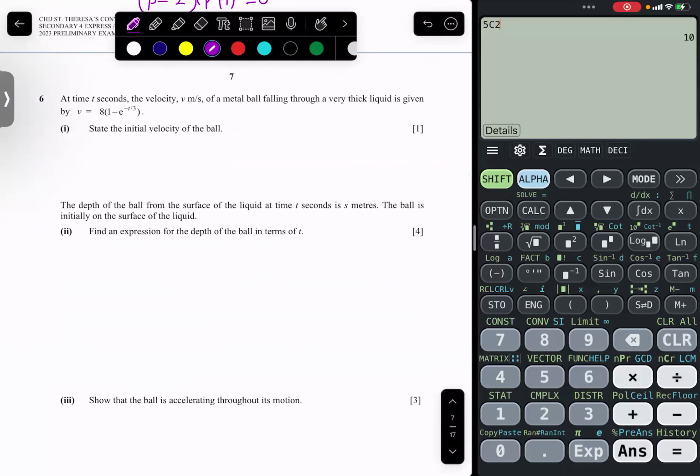Okay, question 6. At time t seconds, the velocity of a metal ball falling through a very thick liquid is given by V equals 8 bracket 1 minus e to the power of negative t over 3. State the initial velocity of the ball. Initial velocity is when t equals 0. So V equals 8 bracket 1 minus e to the power of 0, which is 0, because 1 minus 1 is 0, and 8 times 0 is 0. So the first answer is 0.